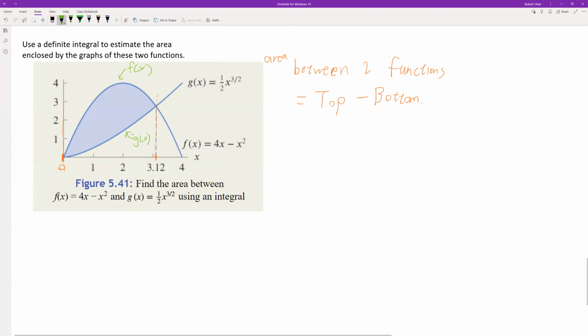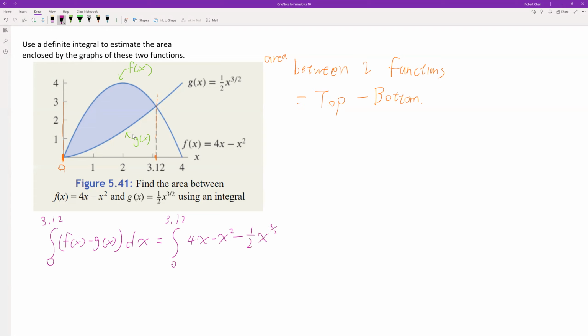All right, so let's write out what the integral will look like. Going from 0 to 3.12, top function minus bottom function. The top function is f of x, minus g of x, dx. Let's replace f and g with their respective expressions. So that's equal to the integral from 0 to 3.12 of f of x, which is 4x minus x squared, minus g of x, which is 1/2 x to the power of 3 over 2, and let's put that in parentheses, dx.